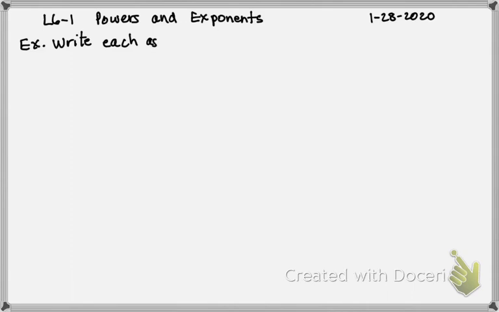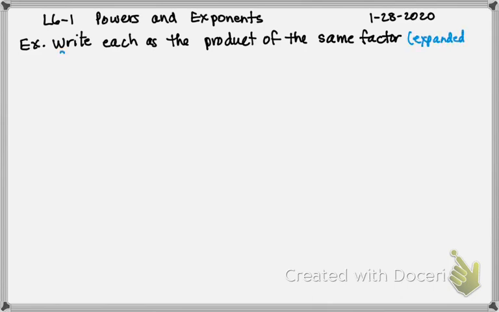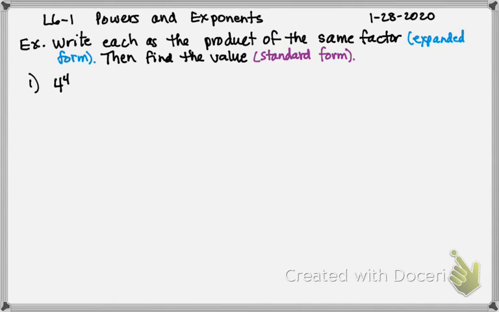Write each as the product of the same factor. That is basically telling us to do the expanded form, okay? So I'm going to put that here, expanded form. Then find the value. So that's going to be what we call the standard form. It's going to be given to you in exponential form, and then our job is to do the math out. Okay, so first, we've got 4 to the 4th power.